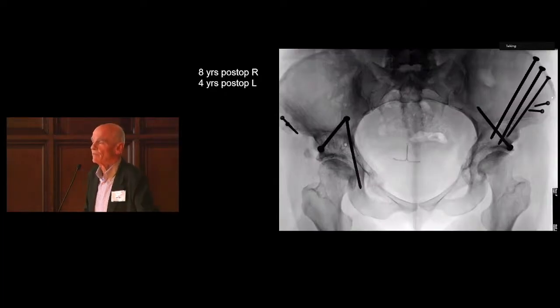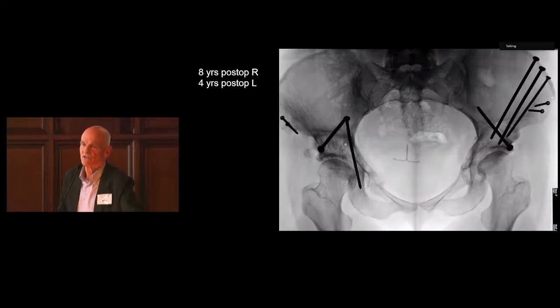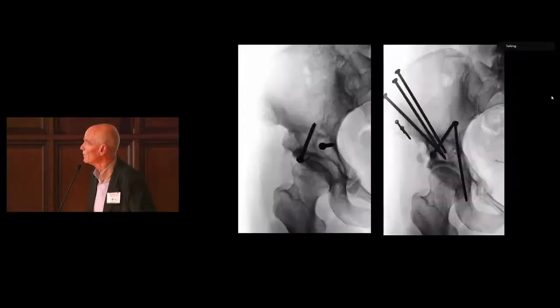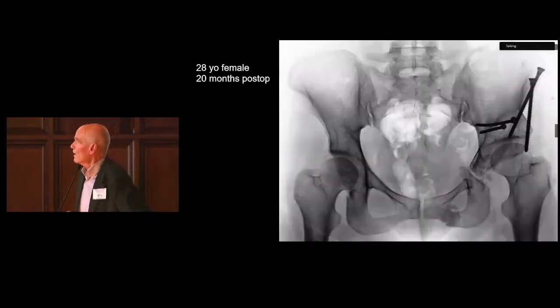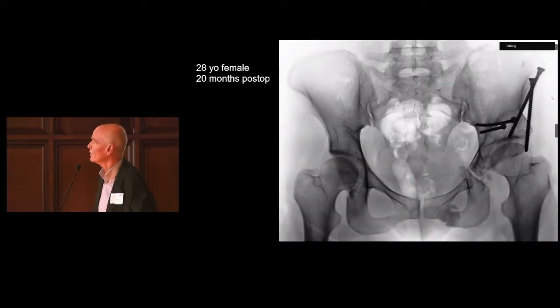So considering the ordeal of having a primary and a revision, wanting to have the other side done, you have to be happy that the patient is convinced enough that she's improved enough to warrant another major intervention. Again, this is pre and post-op. It gets worse when they have a non-union. So here's a segmental non-union of the pubic root and through the posterior column as well.